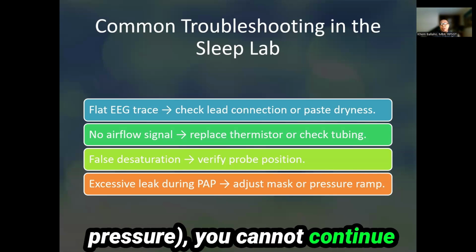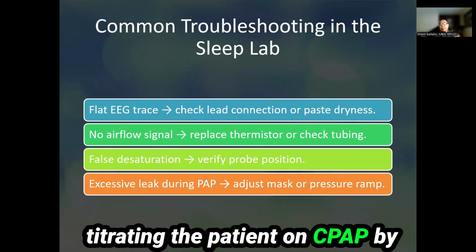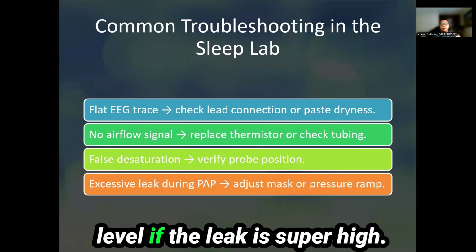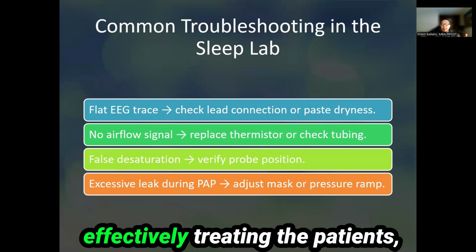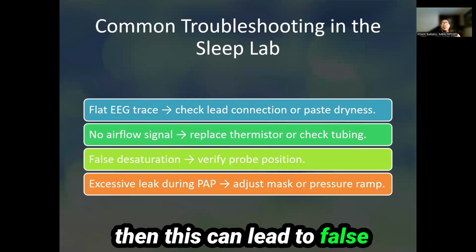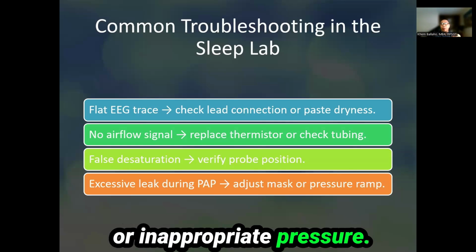And then excessive leak during PAP. You cannot continue titrating the patient on CPAP or bilevel if the leak is super high. If the leak is high, you're not effectively treating the patient. This can lead to a false or inappropriate pressure.